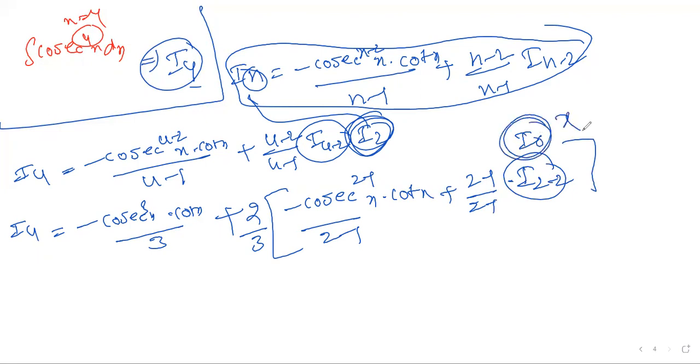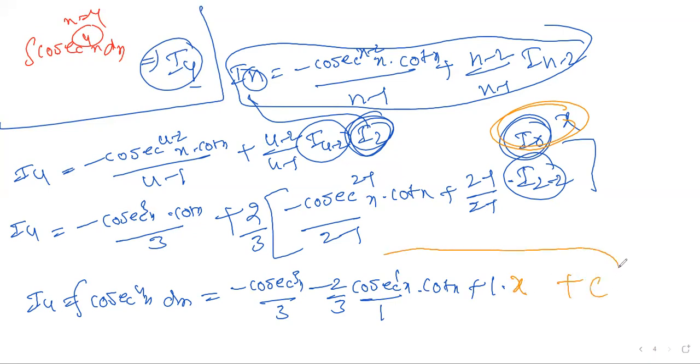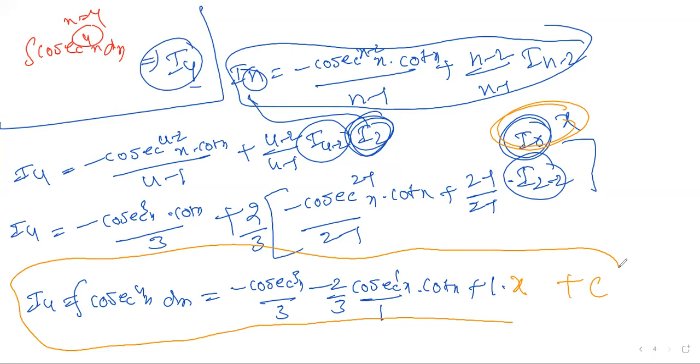I told you I0 is equal to the value of x. So I can write the final answer. I power 4, the integration of cosecant power 4 x dx, is equal to minus cosecant cube x cot x by 3, plus 2 by 3 into minus cosecant power 2 minus 1 x by 1 into cot x, where 2 minus 1 is 1 by 1 is 1. Integration of I naught is x. Many times I told you, wherever I naught is there, you can write just x. So plus c. This is the final answer for the integration of cosecant power 4 x dx.